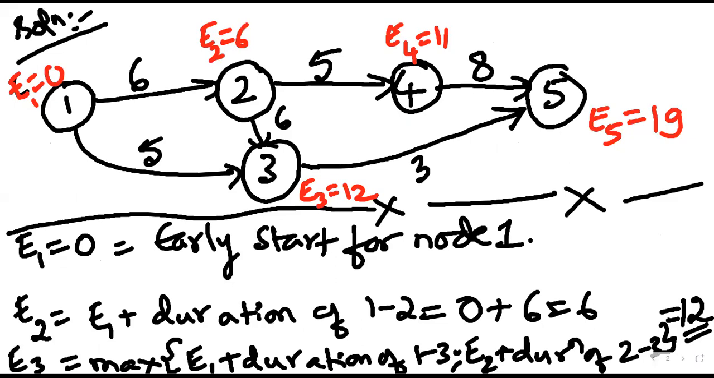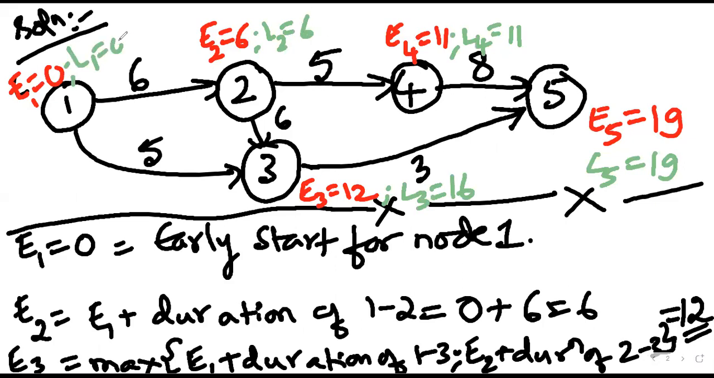Okay. So just tell me what were the different values? L5 was 19, okay, and L4 was how much? 11, 11, correct. L3, 16, L2, 6. So these are the different values. So with the help of this, we will start writing early start and early finish for each of the activities.